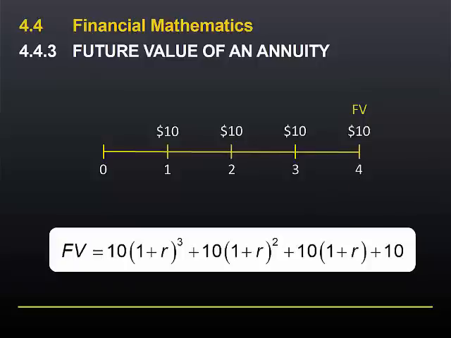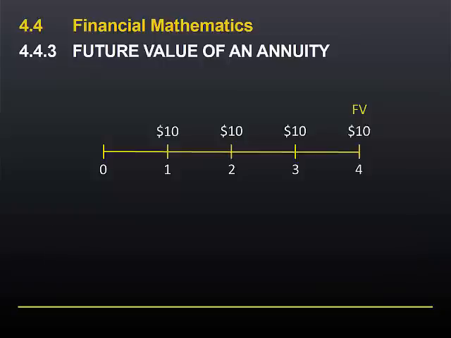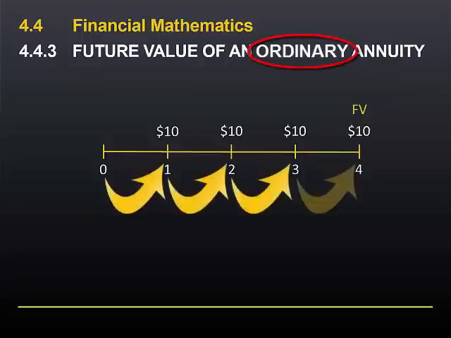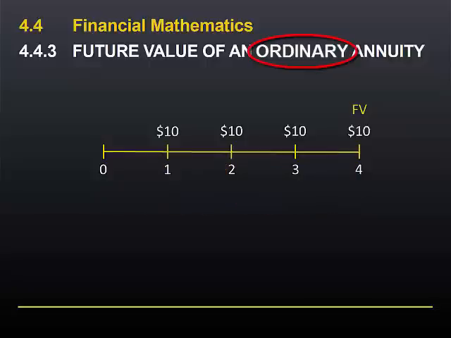However, we have a shortcut that will allow us to calculate the future value of an annuity no matter how many cash flows there are. Once again, it's important to note that what we have here is an ordinary annuity because the cash flows occur at the end of each period of the annuity. It is also possible to calculate the future value of an annuity due, but that is beyond the scope of this subject.